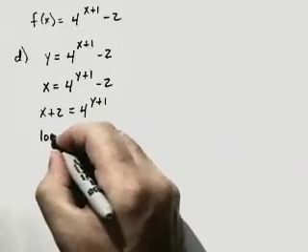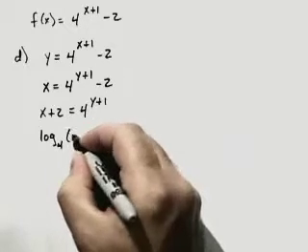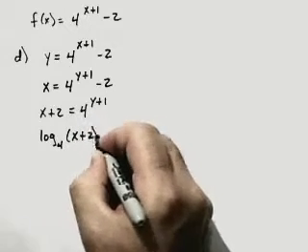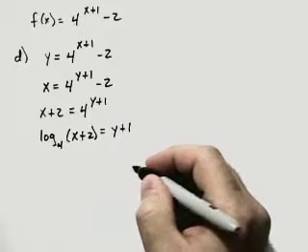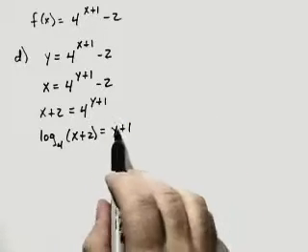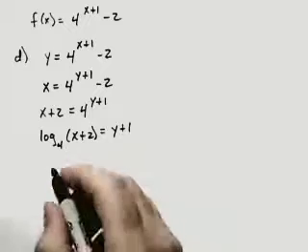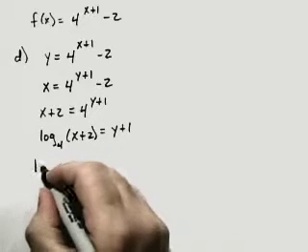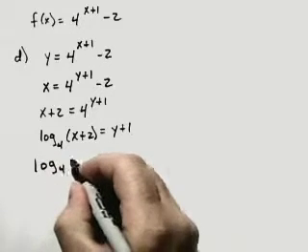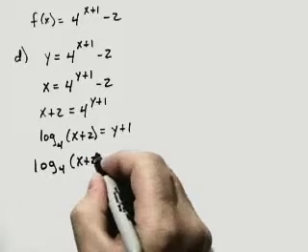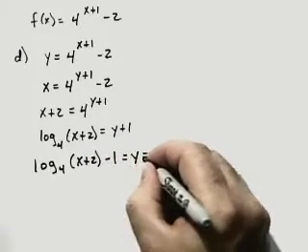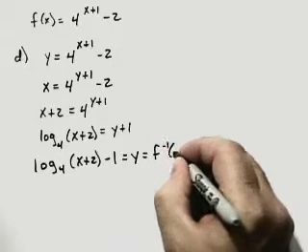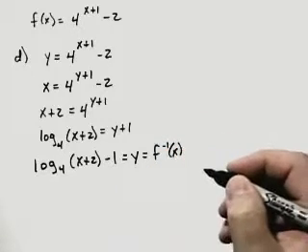This will be log base 4 of x plus 2 is equal to y plus 1. Now we're trying to isolate y, so we're going to subtract 1 from both sides. We'll get log base 4 of x plus 2, then minus 1 is equal to y. This will be our inverse function, f inverse of x.